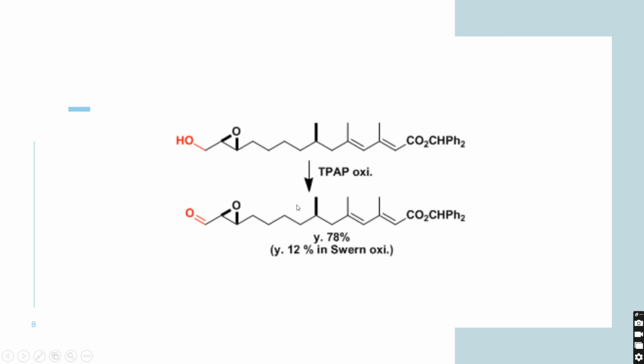Following a similar mechanism, we have only one alcoholic functionality in the substrate. So TPAP oxidation is going to give us this desired aldehyde. Okay, and in the note, it is written that only 12% yield is obtained by Swern oxidation. This is why for this particular substrate, TPAP oxidation is preferred over Swern oxidation.